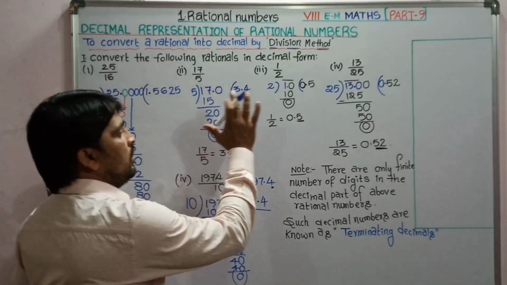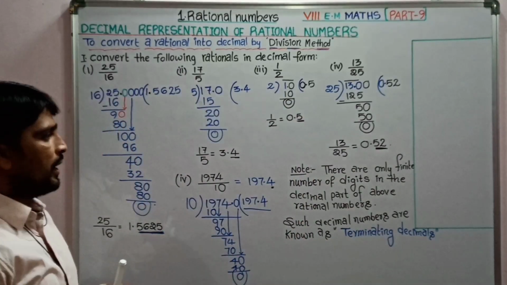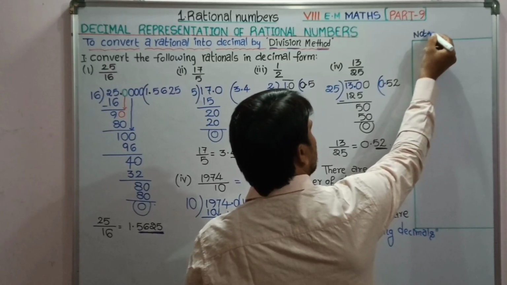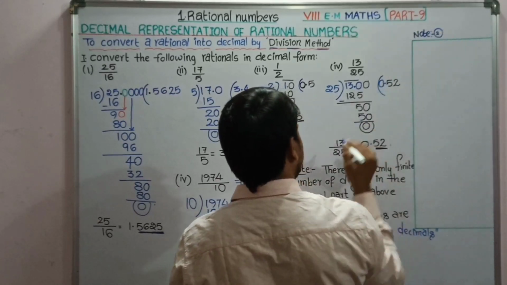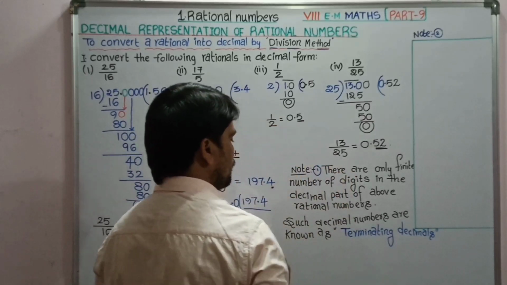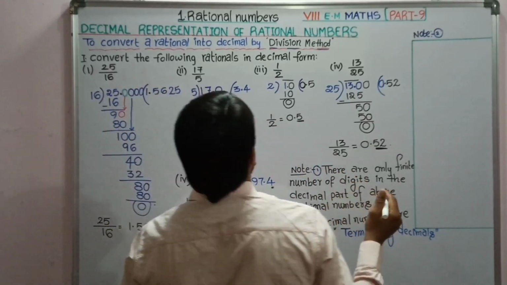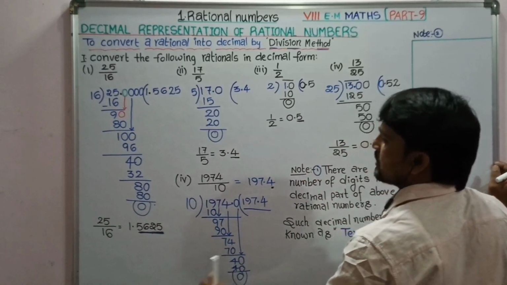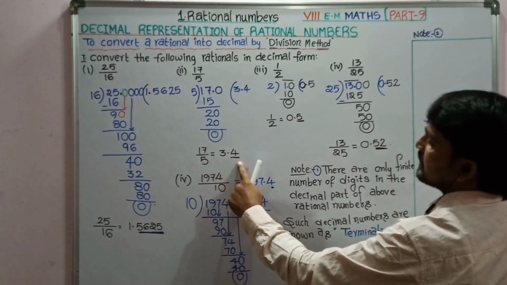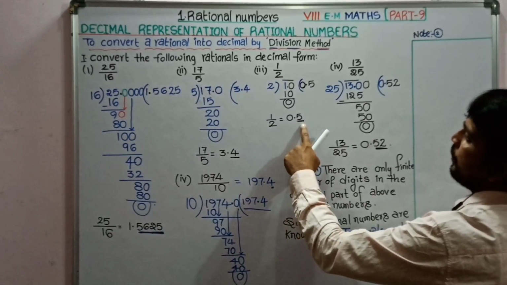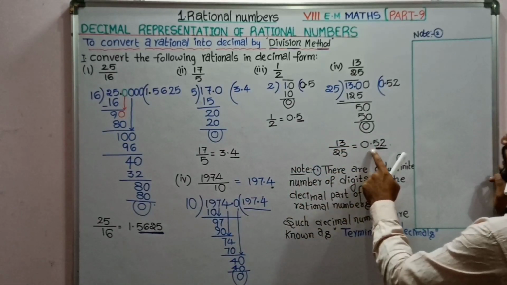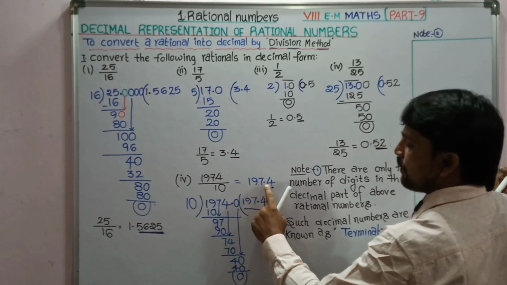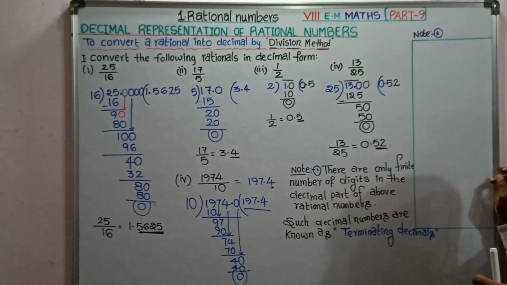That is, these are all terminating decimals. Let us make another note, very important. This one is note point 2. Now 1.5625 is a terminating decimal. 3.4 is a terminating decimal. 0.5 is a terminating decimal. 0.52 is a terminating decimal. 197.4 is a terminating decimal.